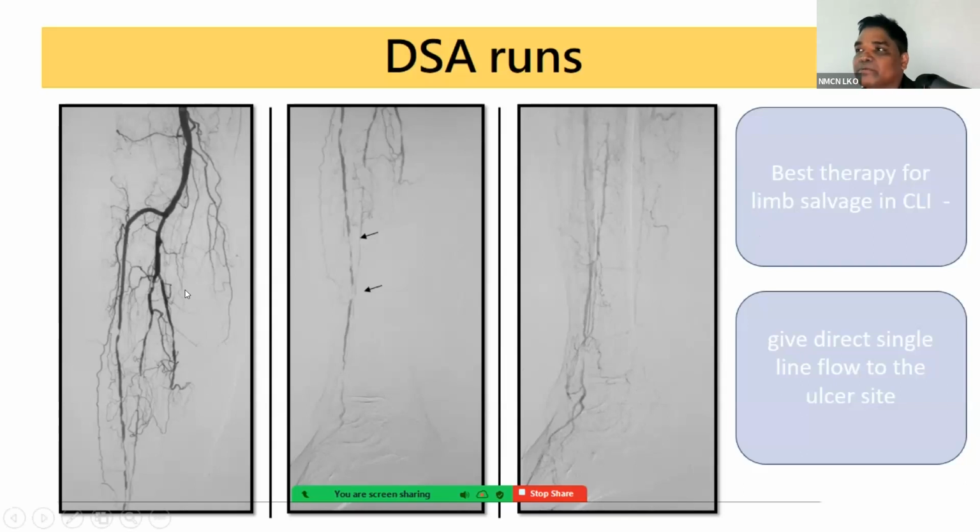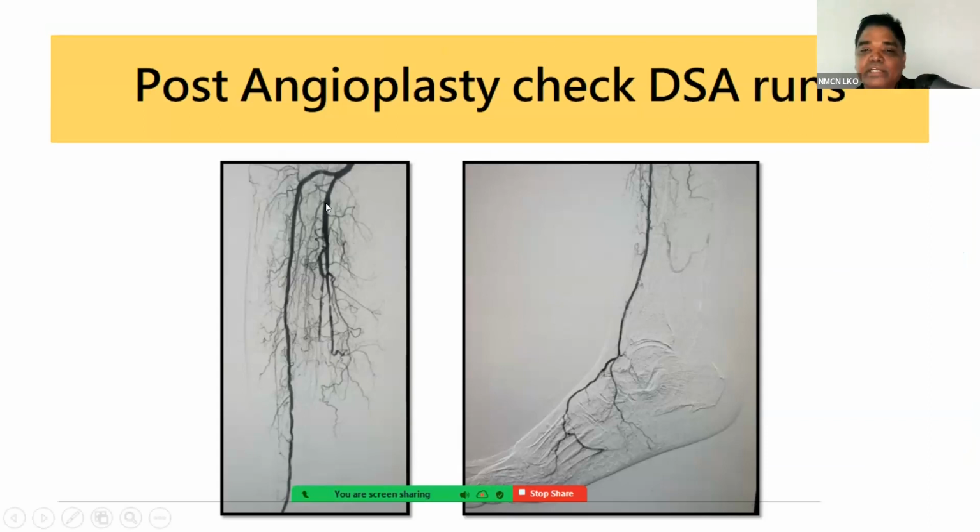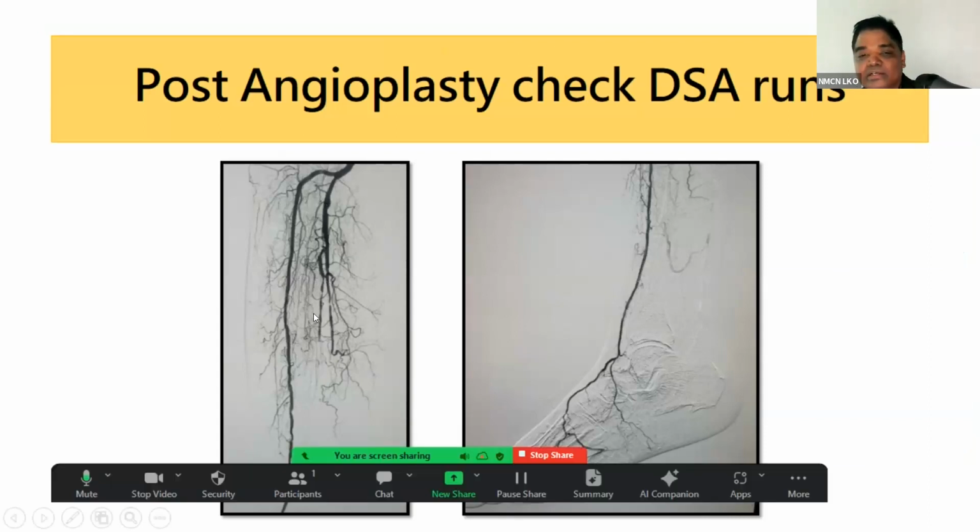So what we should have attempted was to at least recanalize the anterior tibial artery, and angioplasty has been done, and you can see that we've significantly dilated the anterior tibial arteries, and now there's good flow to the foot.